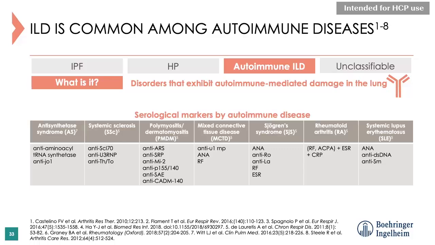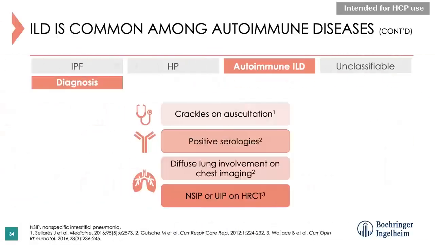So any of the autoimmune conditions can manifest in interstitial lung disease, most common being rheumatoid arthritis, systemic sclerosis, and myositis. This is a pretty exhaustive list of the various antibodies that can be tested in each of these conditions. I'm not going to go through these, but we do test for all of these upon referral to an ILD center of excellence.